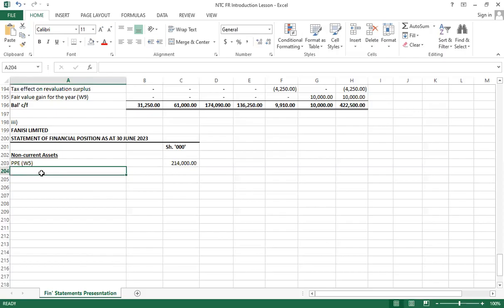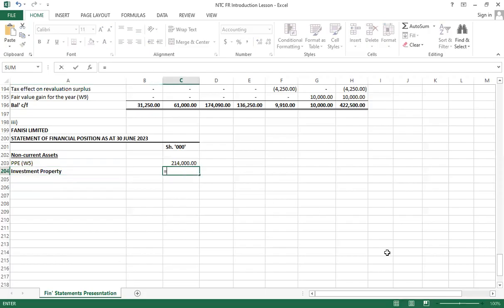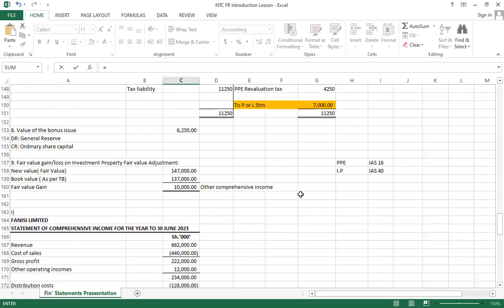The next non-current asset is which one? There was investment property. Because these were adjusted to fair value, what you need is their new value. Whenever you revalue, you look for the new value. And in working number 9, their new value we said is 147 million.